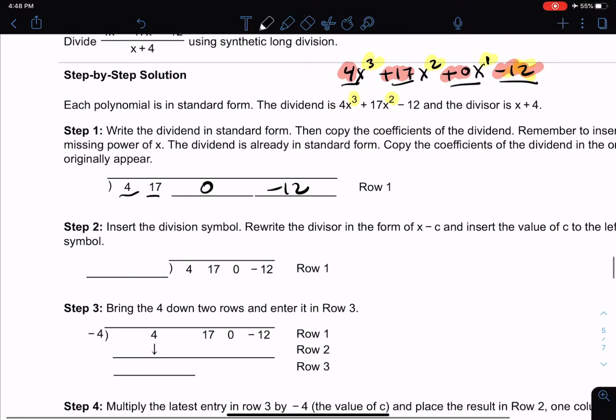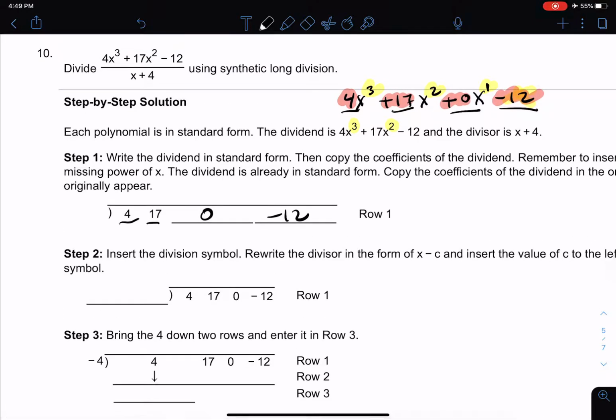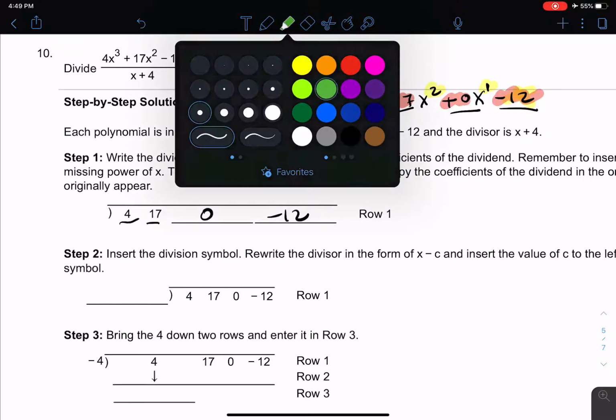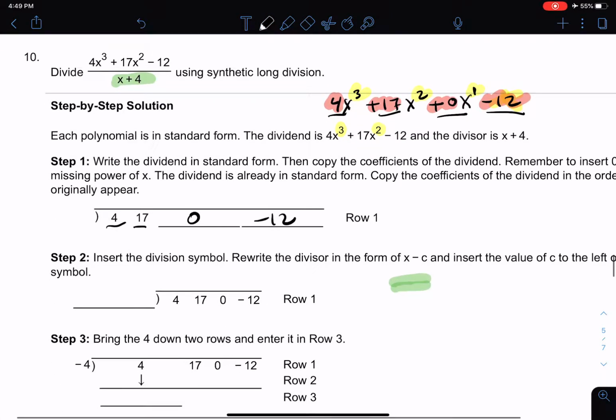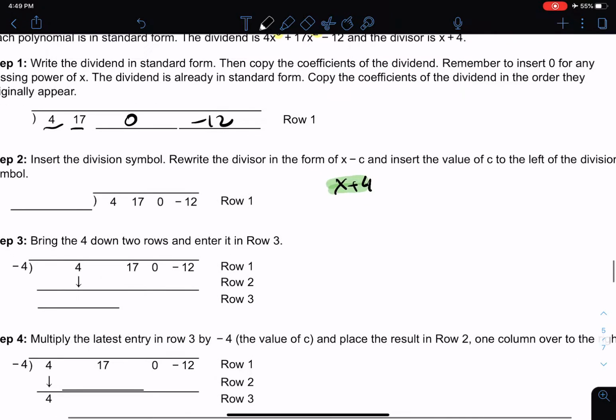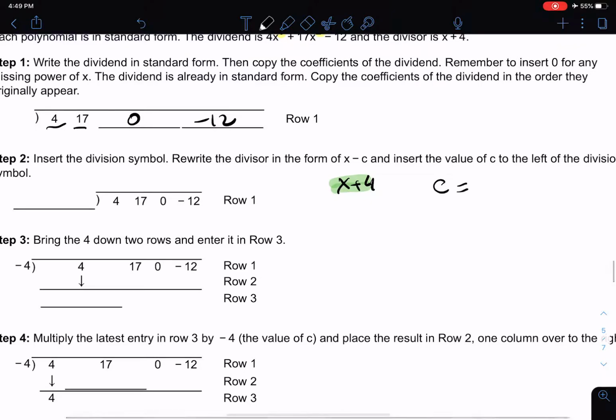Now, the next thing that's very important is what's our divisor? Now, if this was normal polynomial long division, your divisor would just be that guy right there, which I'll write right here, x plus 4. But when you're doing synthetic division, what you use is the c value. And the c value is just going to be whatever's the opposite of that constant that's attached to the x. X plus 4, you're going to use the c value of negative 4. If it's x minus 4, you're going to use a c value of positive 4. It's always the opposite.